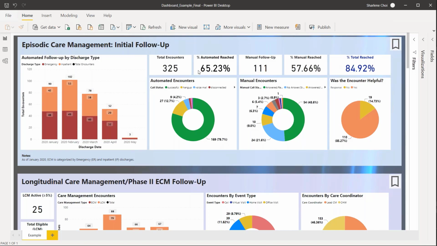And both the automated and manual outreaches are filtered into the total successful outcomes. And as you can see here, the total success rate was around 85%, which meets and exceeds the requirement threshold of 75%.